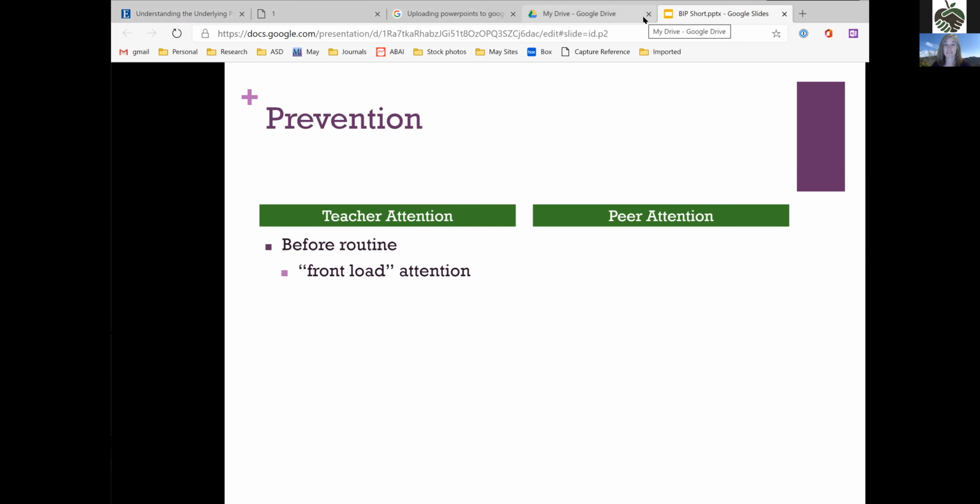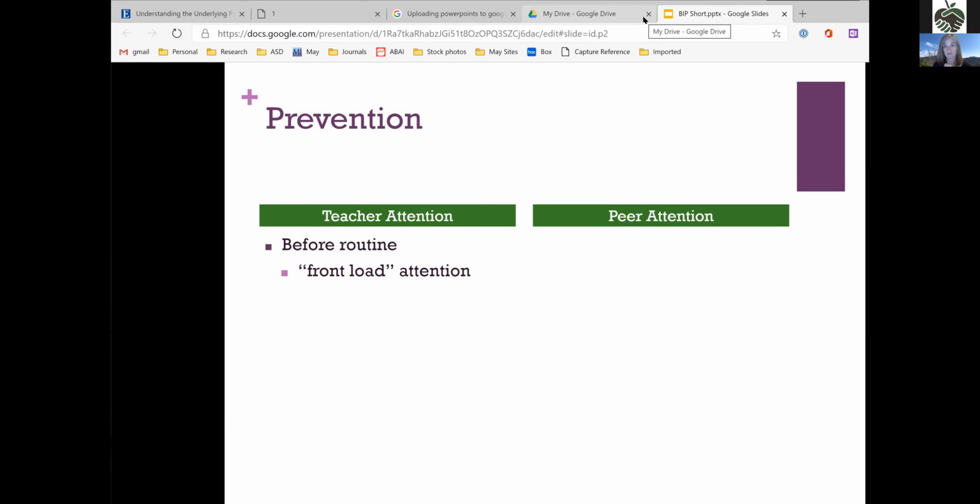So the routine, let me just remind you that when you do a functional behavior assessment, you always want to think about the context or the routine that the problem behavior happens. And so we talked about, last time I was with you, doing a routines analysis where you identify, maybe it's doing independent work or during less structured times like recess or the playground, the routine when that behavior happens. Once you know the routine, one thing you can do, and I talked about this a few minutes ago, is what we call front load attention.